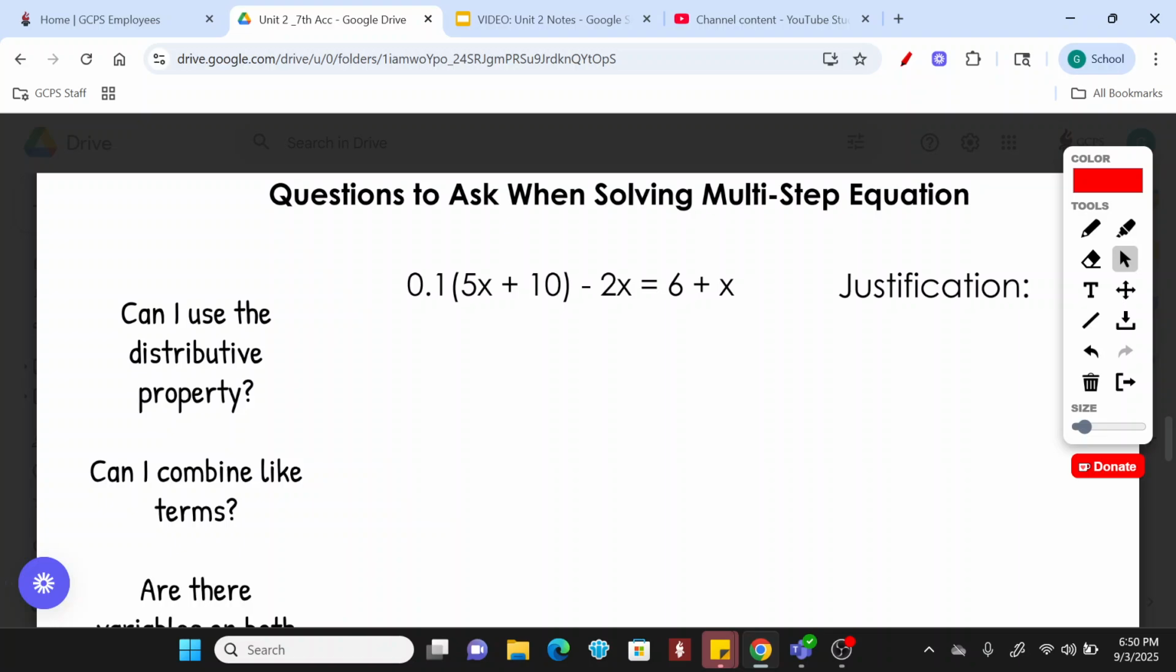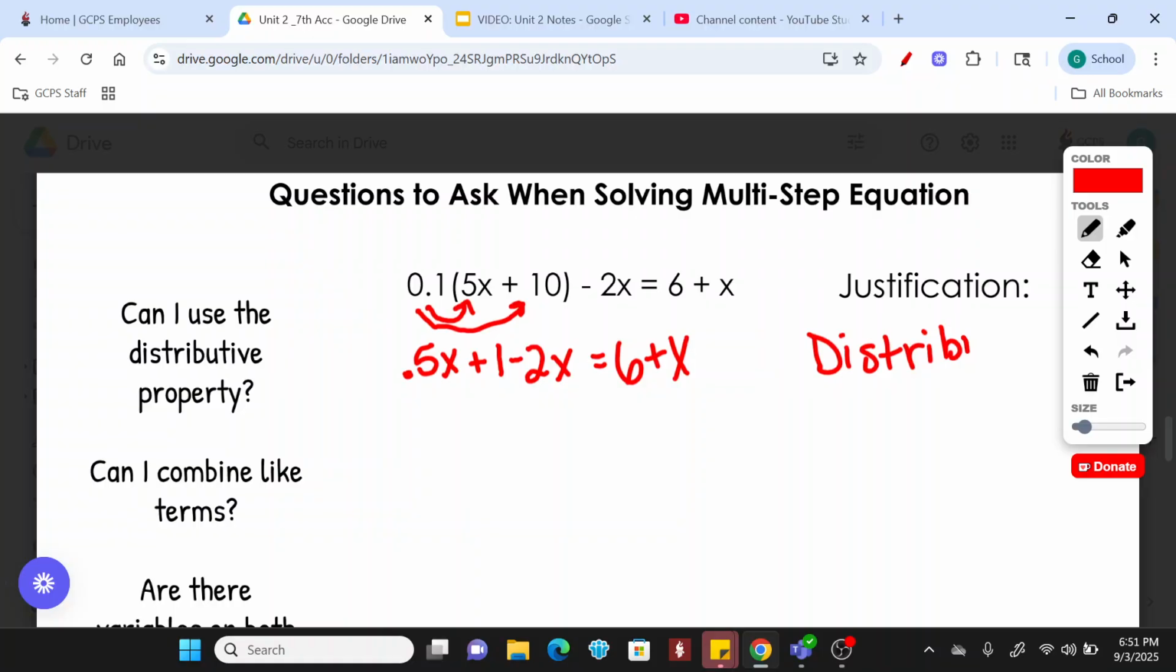Okay, so first, can I use distributive property? Yes, I can. I have these parentheses. Let's distribute and get rid of them. 0.5 times 5x is 0.5x. 0.1 times 10 is 1. Now I have to bring down the rest of my problem. Okay? How did I get from here to here? Distributive property. Okay, so justification is distribute.